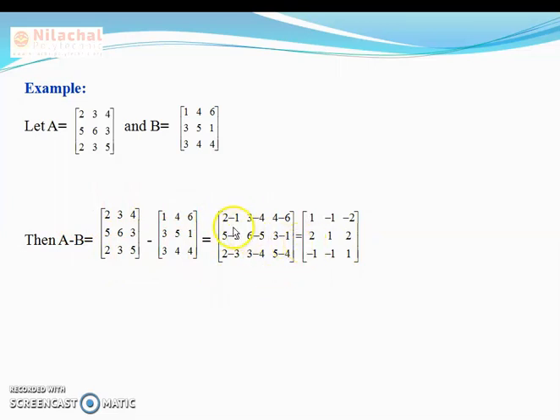2 minus 1 equals 1. 3 minus 4 equals minus 1. 4 minus 6 equals minus 2. 5 minus 3 is 2. 6 minus 5 is 1. 3 minus 1 is 2. 2 minus 3 is minus 1, 3 minus 4 is minus 1, 5 minus 4 is 1. So this is our final answer. This is the subtraction between two matrices.